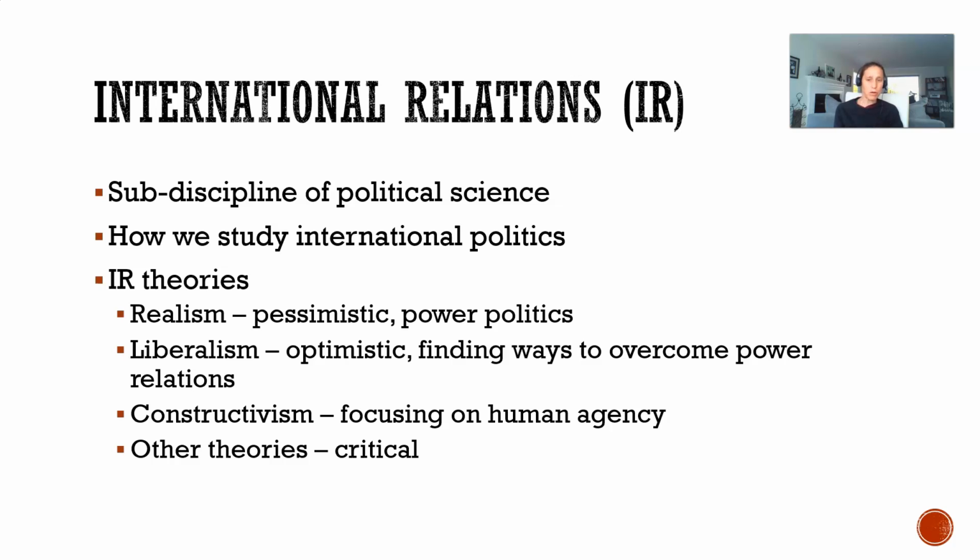Liberalism, which is much more optimistic, finds ways to overcome power relations and bring much more cooperation and coordination and collaboration into the system. We have constructivism, which is a theory that focuses on human agency, meaning that we can make change if we want to make change. Remember that realism and liberalism, as I said before, focus more on the structure of the system and this idea that in the system that we have without a world government, we can't see much more than power politics in the case of realism. Constructivism says, yes, this is true as long as we keep the same system, but with human agency, with people deciding to do things differently, we can.